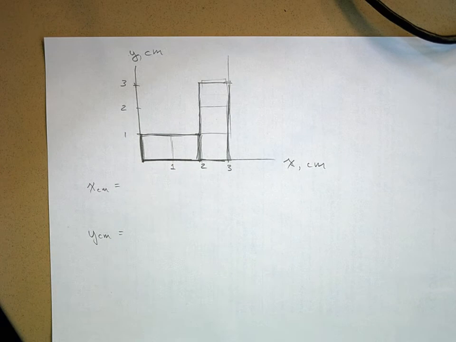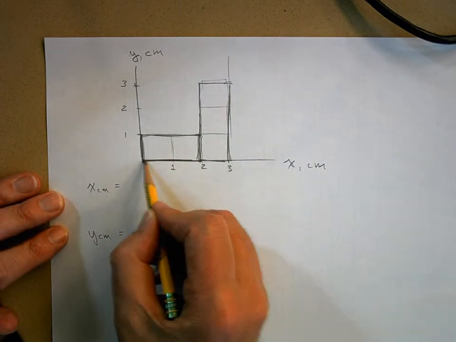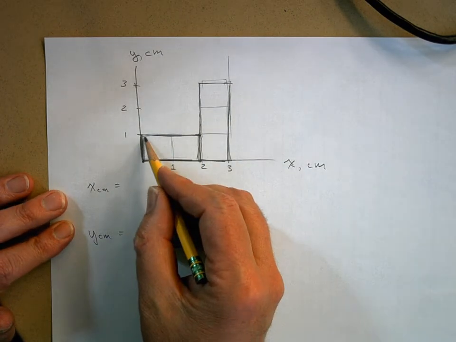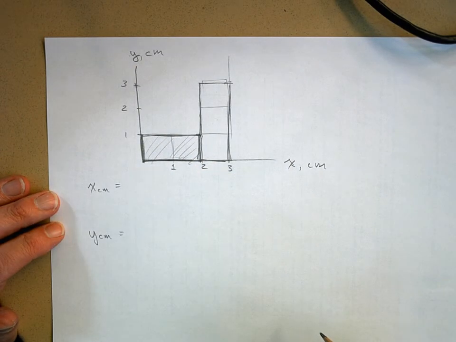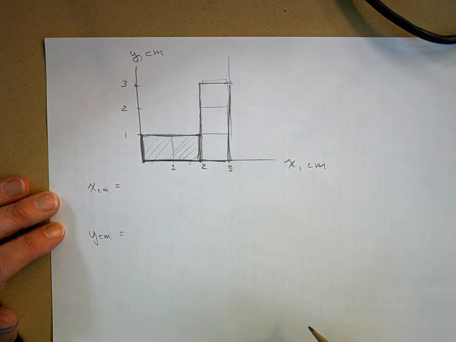Okay, now where is this? Let's do this. Let's look in the x direction. What is the mass of this part right here? I'm going to give it a mass of 2. 2 what? 2 grams, 2 kilograms, 2 metric tons? It doesn't matter, because mass is going to divide out anyway.